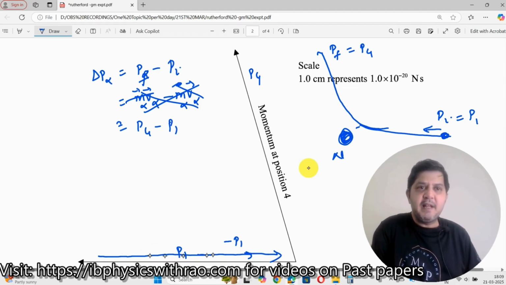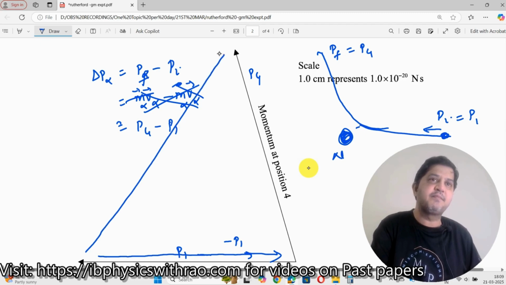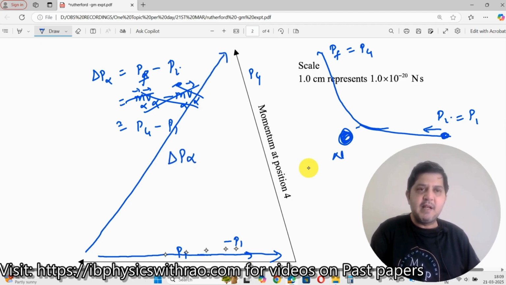If I have minus P1 and plus P4, which will give me this. What does it give you? It gives you the resultant. The resultant of minus P1 plus P4 would be this vector. Do you agree? This should be your delta P alpha. See, minus P1 plus P4 should be equal to this one.